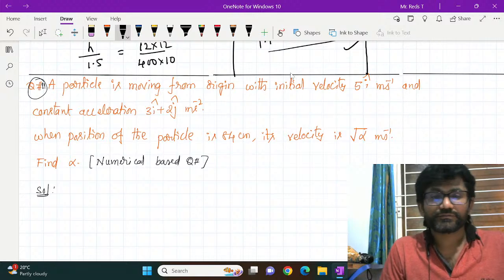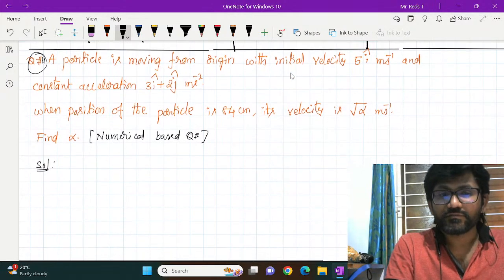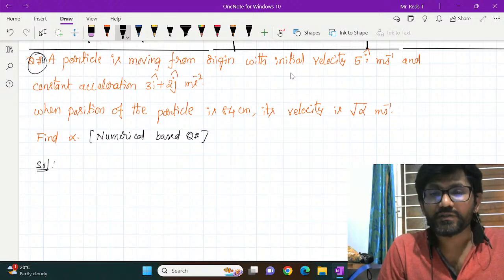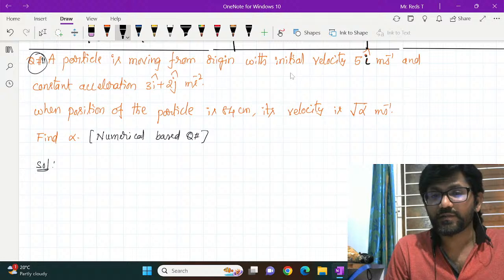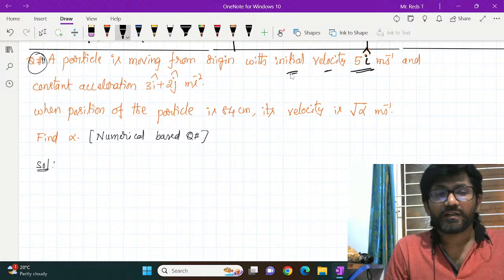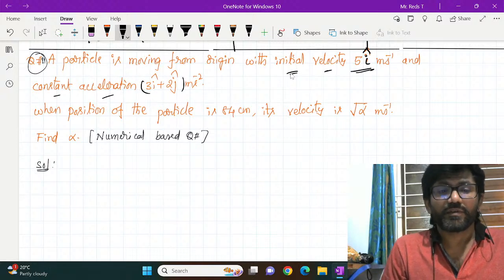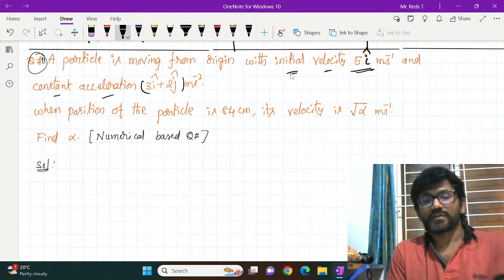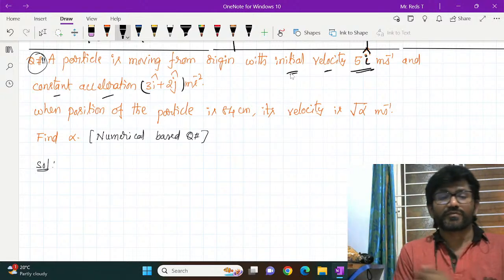Next question is: a particle is moving from origin with initial velocity 5 i cap, guys. This is 5 i cap initial velocity, and constant acceleration. Constant is also important. Constant acceleration of 3 i cap plus 2 j cap meter per second square. When the position of the particle is 84 centimeter, its velocity is root alpha meter per second. Then find the value of alpha. It is a numerical based question.